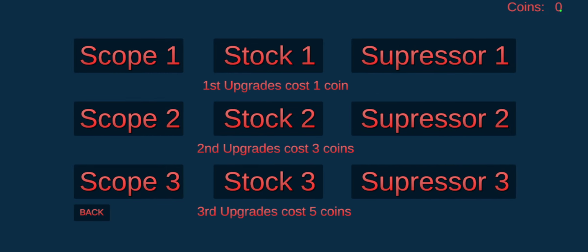Gonna look at the game right now. So we have play, which will go into play, and now we have settings, and the setting we have is to reset your game. And you have store, which you can buy scopes, stocks, and suppressors. Your scopes can increase your zoom rate, your stock will increase your equip speed, and suppressor will make your gun silent. And quit will quit the game.